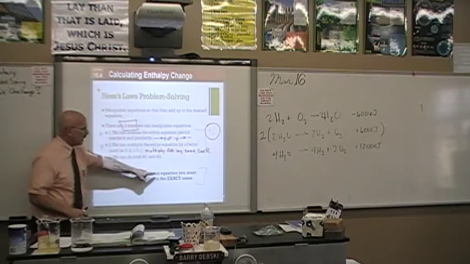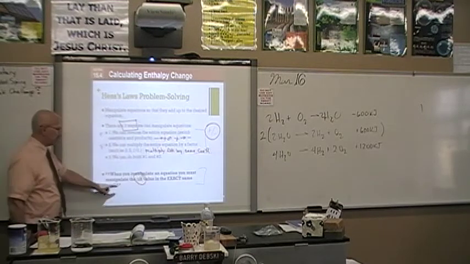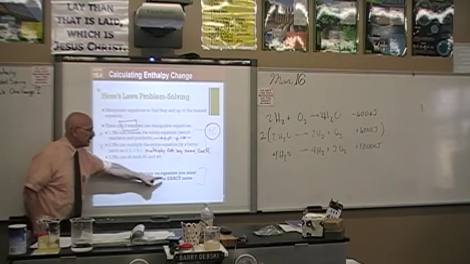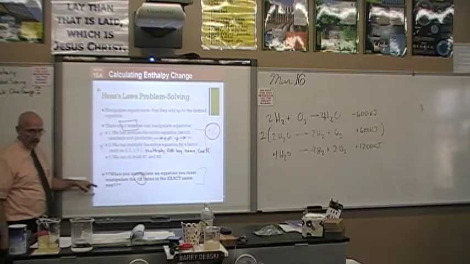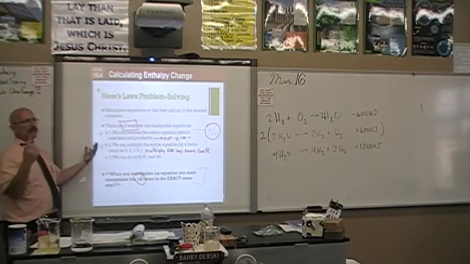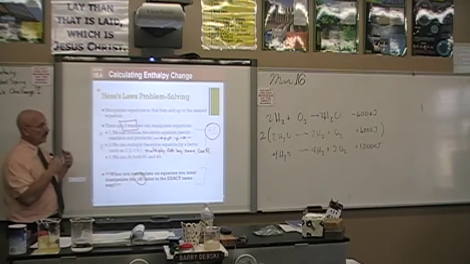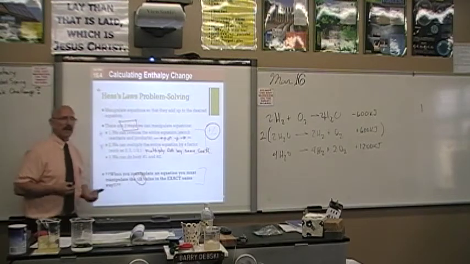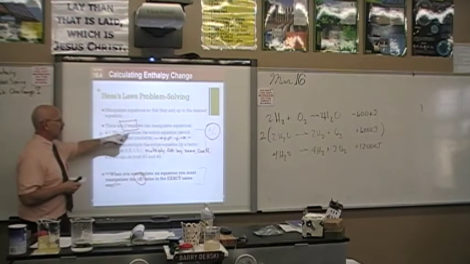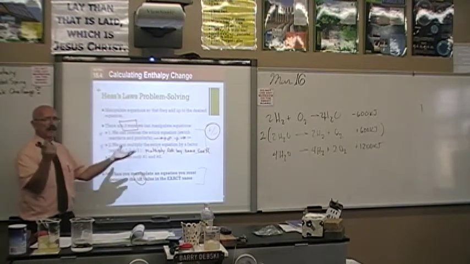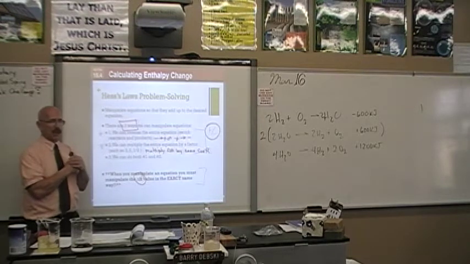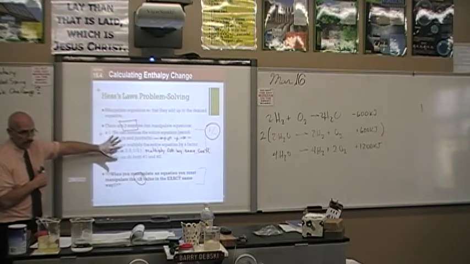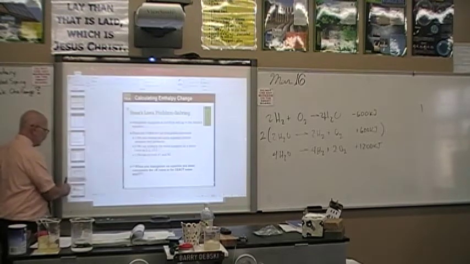When you manipulate an equation, you must manipulate the delta H, the enthalpy change, in the exact same way. So again, if I multiply by a constant, I have to multiply the delta H by the constant. If I divide everything by 4, I would need to divide my delta H by 4. If I reverse it, flop it around, I need to change the sign on my delta H. That's all we can use. Okay? So let's do a problem.